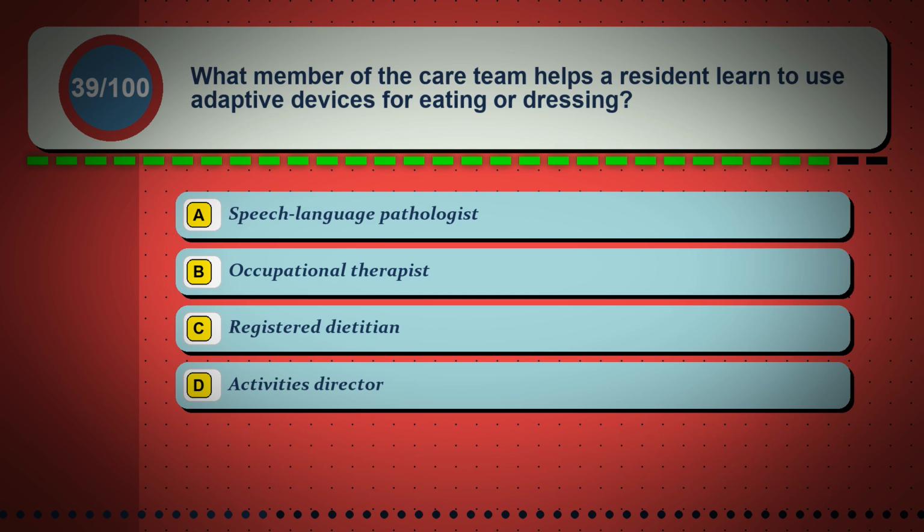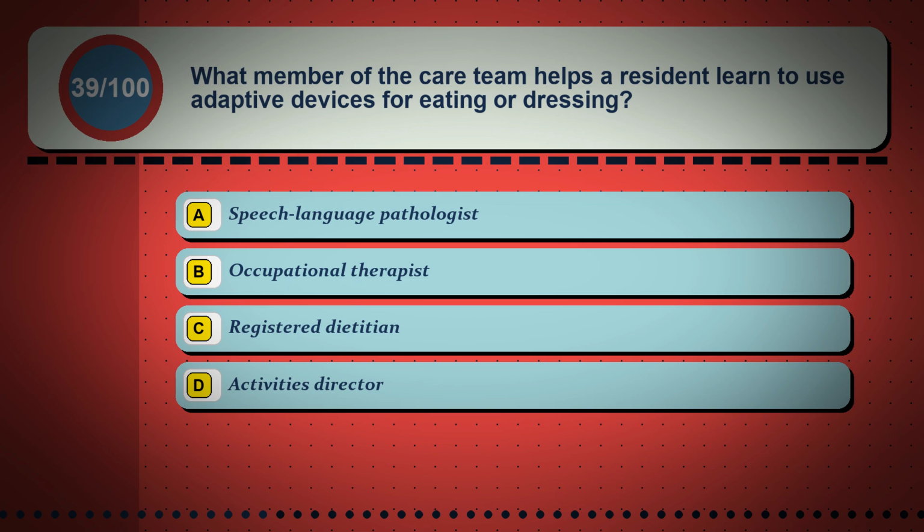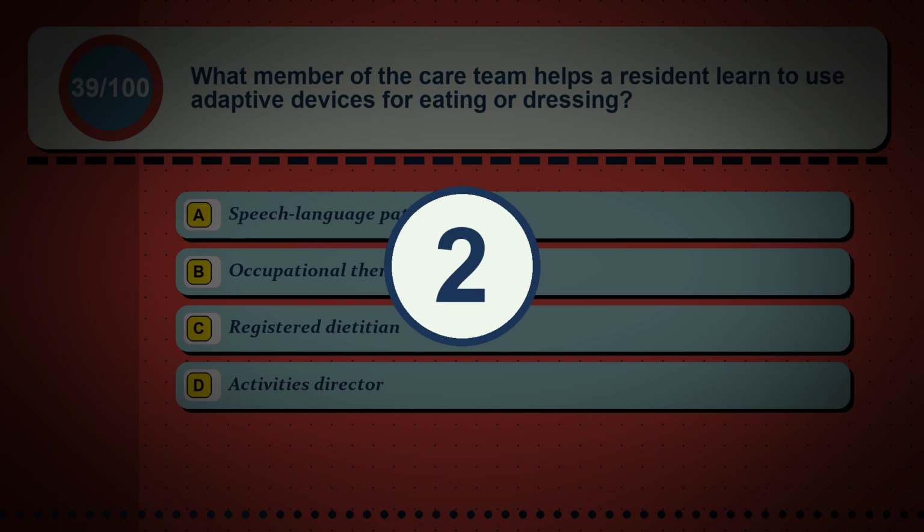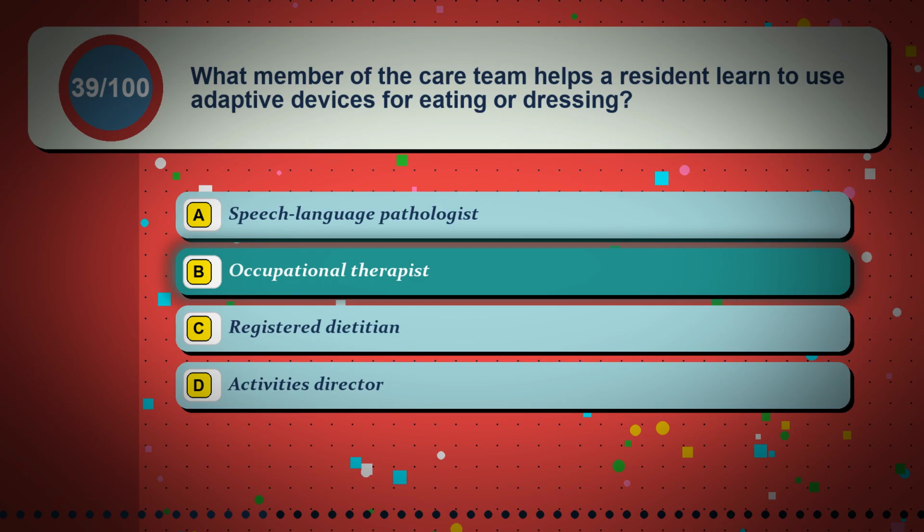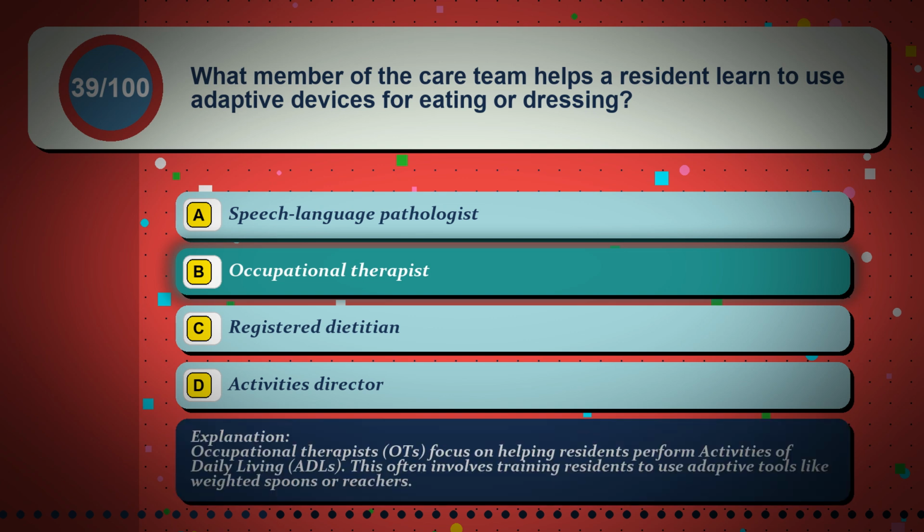Question 39. What member of the care team helps a resident learn to use adaptive devices for eating or dressing? Option A, a speech-language pathologist. Option B, occupational therapist. Option C, registered dietitian. Option D, activities director. The correct answer is option B, occupational therapist. Occupational therapists, OTs, focus on helping residents perform activities of daily living, ADLs. This often involves training residents to use adaptive tools like weighted spoons or reachers.